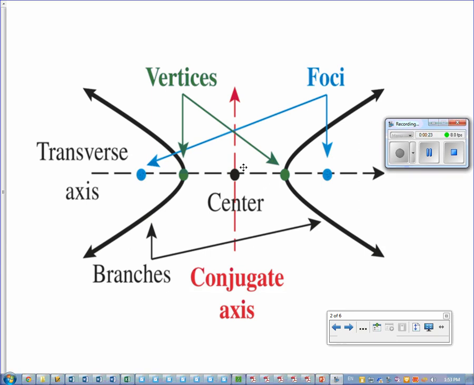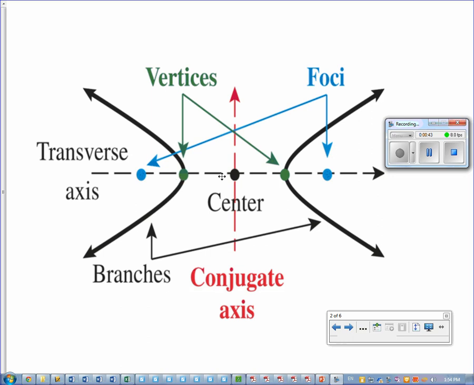Like an ellipse, it has a center, and it also has two foci. But this time, the graph is going away from the center. So here's the graph in black, and it's like two parabolas put together, and so they're each called branches. There's two branches to a hyperbola.